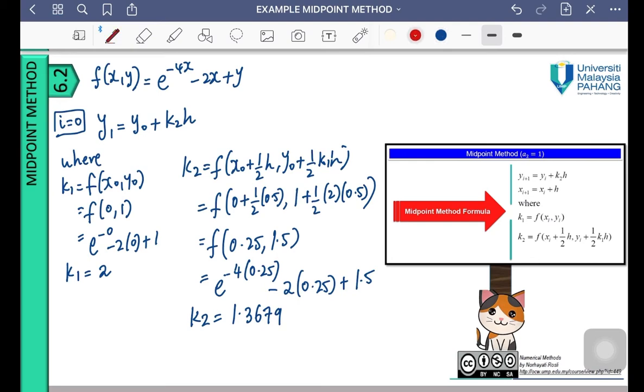From here I may get the first function approximation: y1 equals y0, which is 1, plus k2, 1.3679, times my step size 0.5. Here I may get 1.6839. So this is my first one, y1.